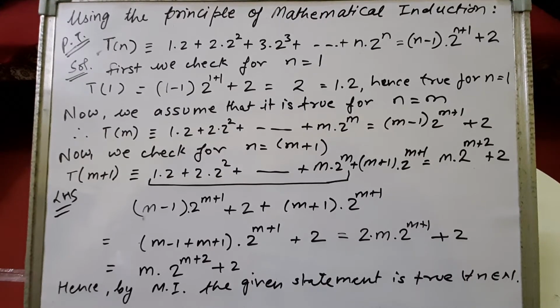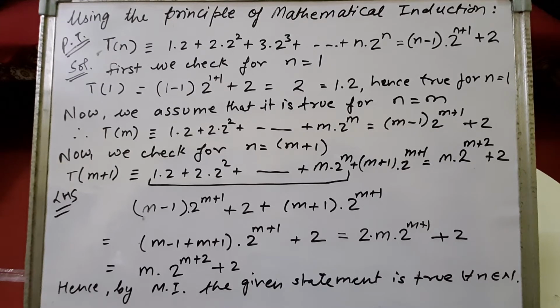These sums are more or less the same; the procedure of solving is the same. First we prove it is true for 1, then we assume it is true for n equals m, and then we'll prove that it is also true for n equals m plus 1. Right, children? Let's see this sum from the textbook.